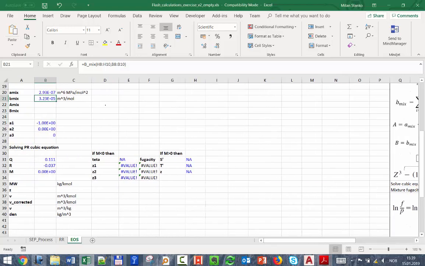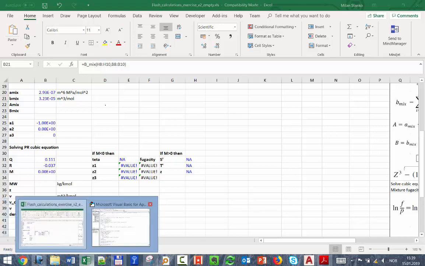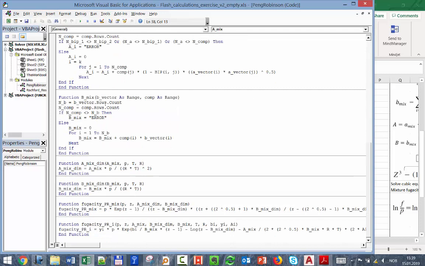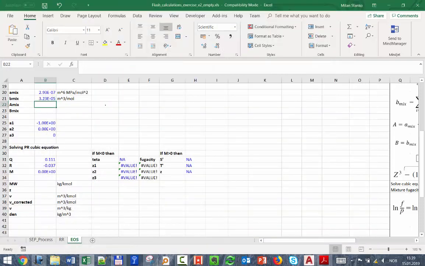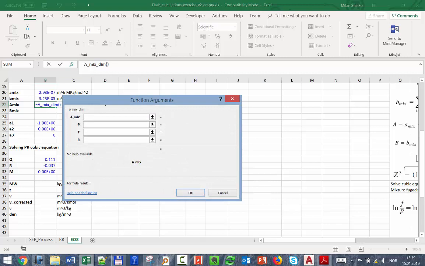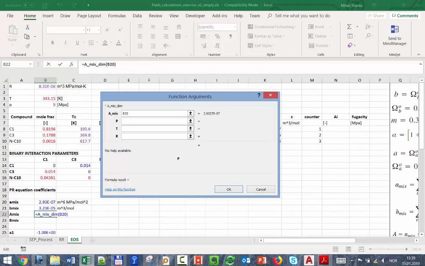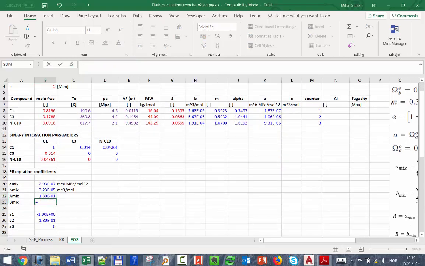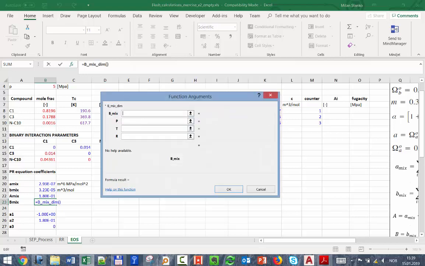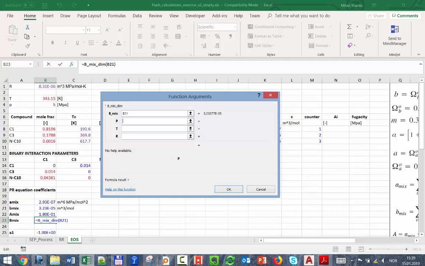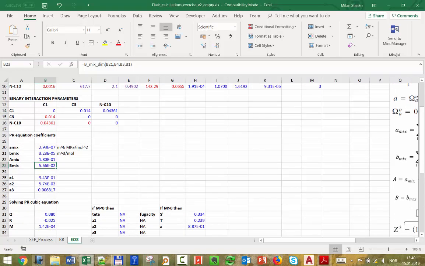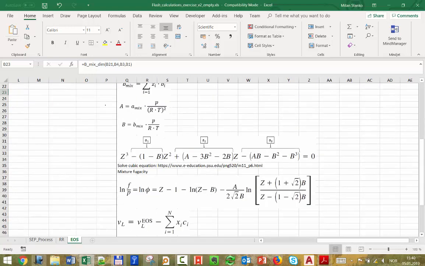So let's see. For that, I think I already made an equation for you. A makes dimensionless and B makes dimensionless, so let's use that equation. A mix, pressure, temperature, and R. And now I have B mix, dimensionless, B, pressure, temperature, and R. Finally, I found this A and B. After I have the A and B, I can calculate each one of these coefficients.